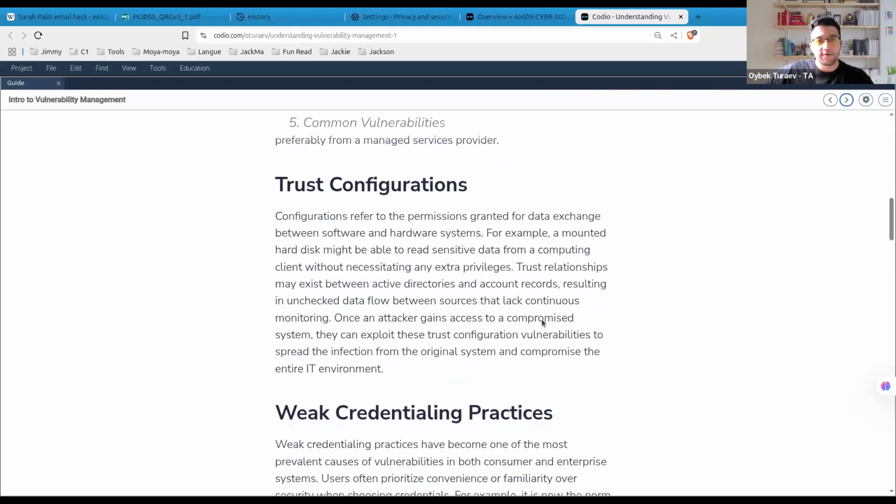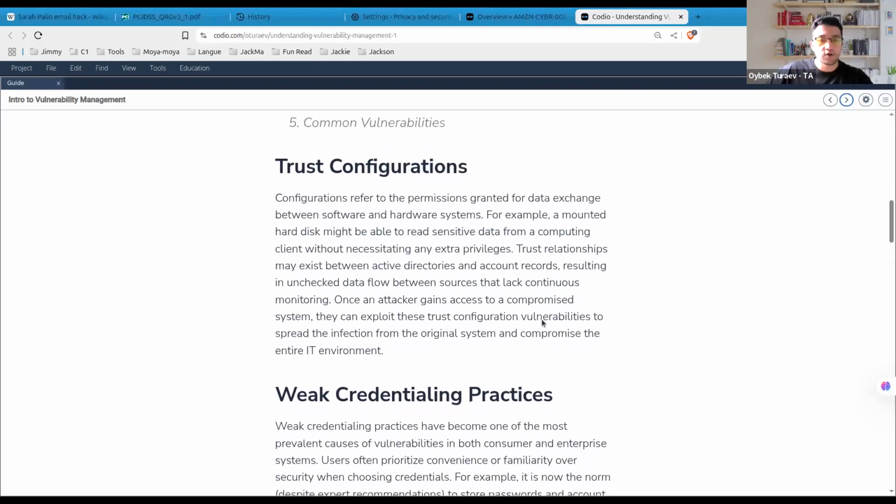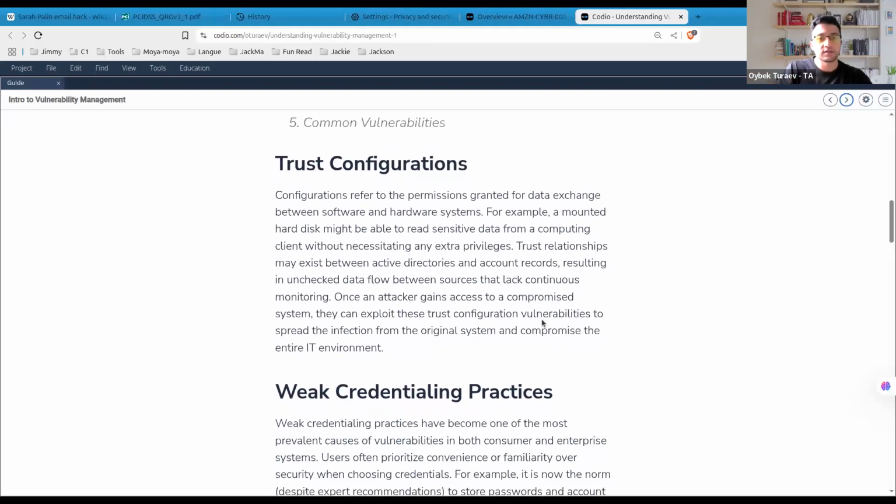Another type of common vulnerability is trust misconfiguration. What are trust configurations? It means that one system or mounted hard disk can read some data from another one, because there is a trust layer between them. Like we have a friend, and we can let this friend talk to our family easily because we trust them, okay? But sometimes the friend can act in an unexpected way. That's why we need to be careful regarding trust configurations.